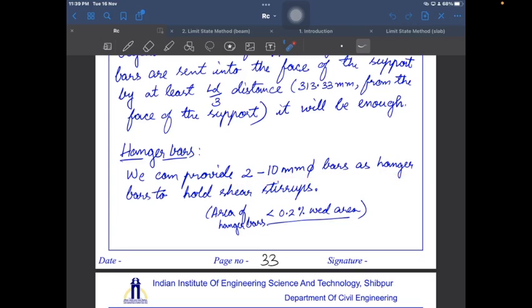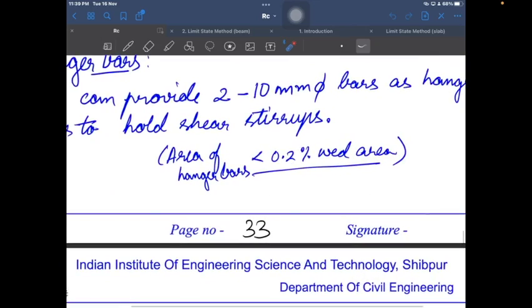Two 10 mm dia bars as hanger bars wherever the top reinforcement is not needed. Now I'm providing two 10 mm bars as my hanger bars, so that they are used to hold the shear stirrups in place. And this is the restriction given on hanger bars.